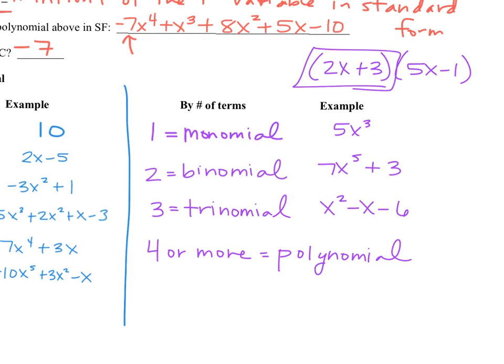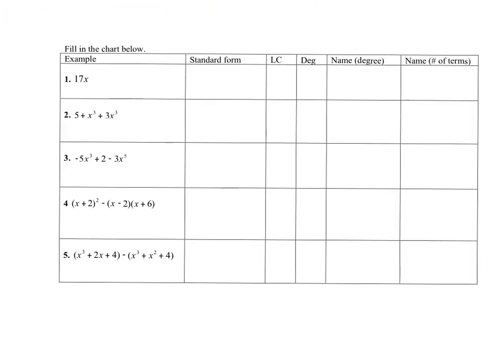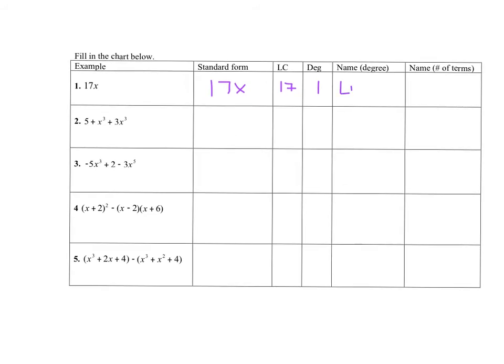All right, let's do some. You're going to do this for me. We're going to fill in this chart. Standard form of 17x would be? 17x, right. What is the leading coefficient? 17. What is the degree of that? A degree of 1, right? X to the first power. Can you name this for me in terms of the degree? It's linear, right? You would get a straight line if we graphed this. So this is linear. And then the name based on the number of terms? Monomial.